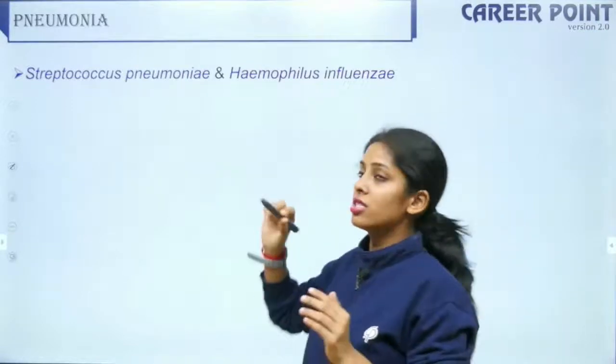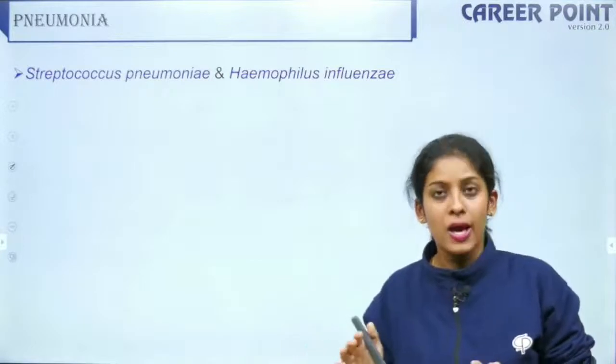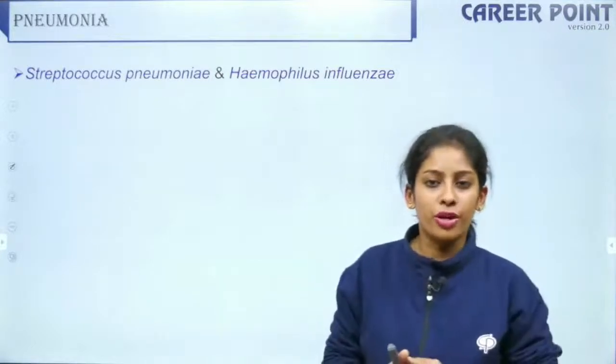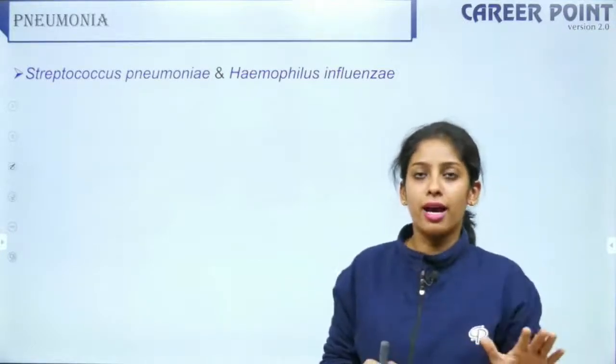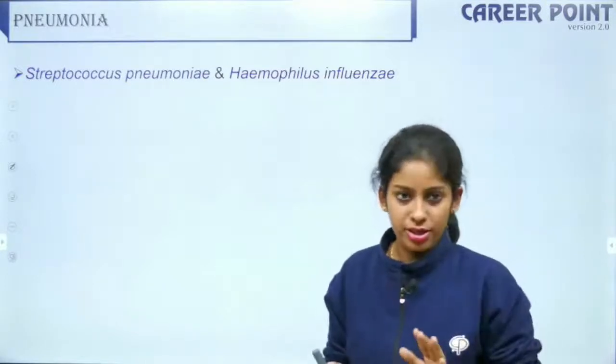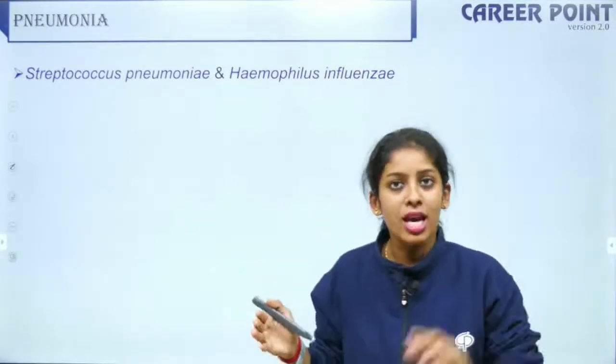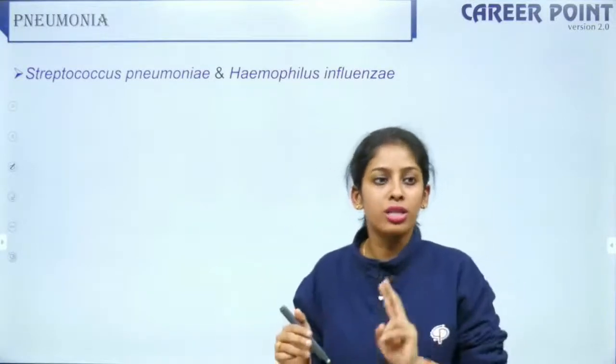The first one is Streptococcus pneumoniae, the other one is Haemophilus influenzae. So guys, you have to remember the names of microorganisms. You can make any mnemonic, you can make any tricks for that, but ultimately I want you to remember it, okay? So Streptococcus pneumoniae and Haemophilus influenzae are the two creatures that cause pneumonia, okay?